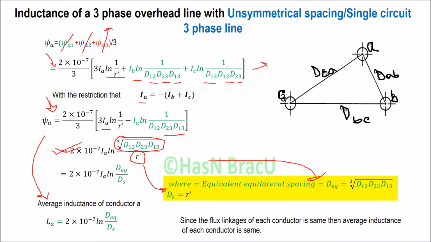Just divide this by current IA, right? So we get LA equal to 2 into 10 to the power minus 7 ln of D equivalent divided by ds, right? Now since the average flux linkages of each conductor is the same, then the average inductance of each conductor will be the same, right? So LA is equal to LB is equal to LC, right?